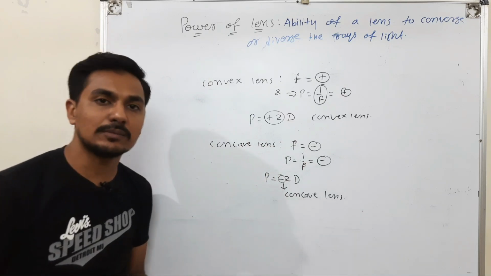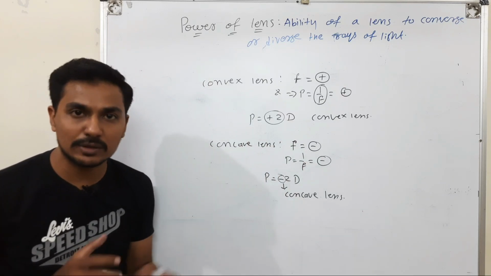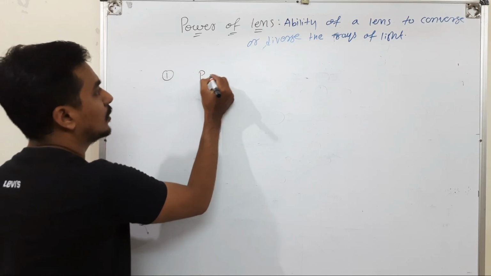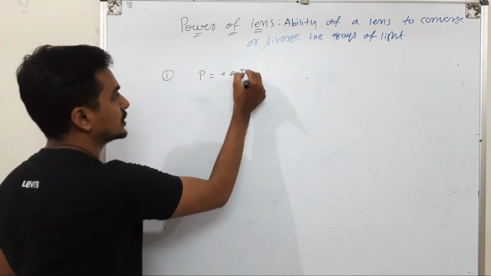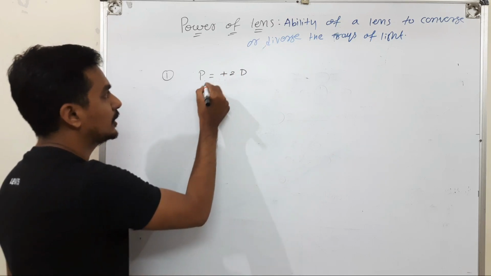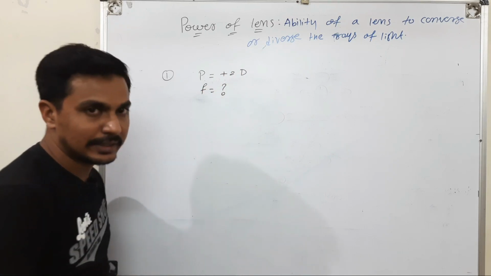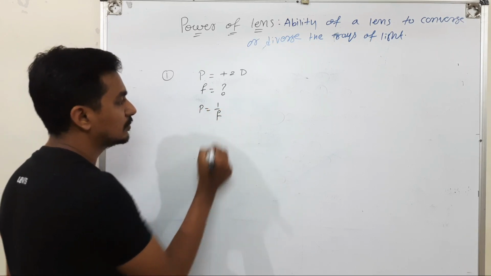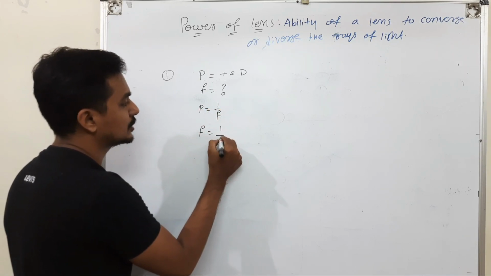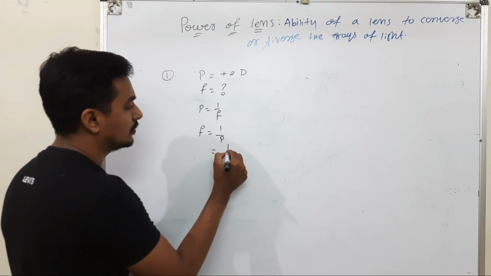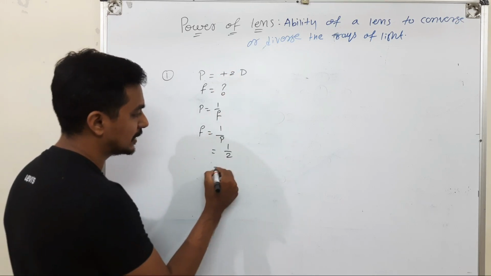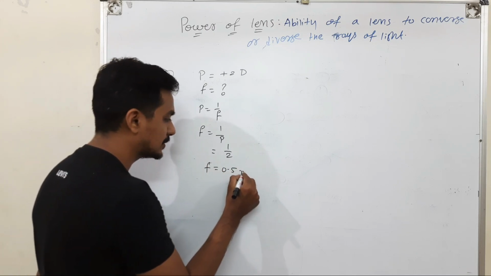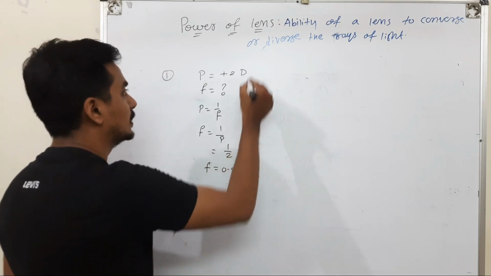Now let us look at some of the numericals related to the power of lens. Question 1. The power of lens is given as plus 2D. What is its focal length? So we know that P is equal to 1 by f, so f is equal to 1 by P. So 1 by 2, here plus is there, so it is 0.5. What will be the unit? The unit is meter.